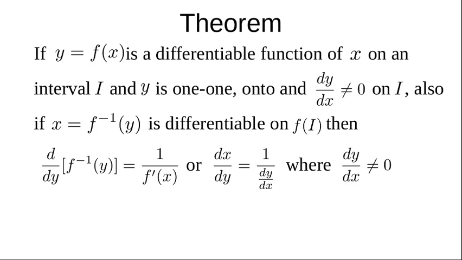Based on this, we have got a simple theorem. What the theorem says is, if y = f(x) is a differentiable function of x on an interval I, and y is one-one on I, and dy/dx is not equal to 0 on I, also if x = f inverse of y is differentiable on f of I, then d/dy of f inverse of y equals 1 upon f dash of x. That is, see here, f inverse of y is nothing but x. Therefore, dx/dy = 1 upon dy/dx, where dy/dx is not equal to 0.